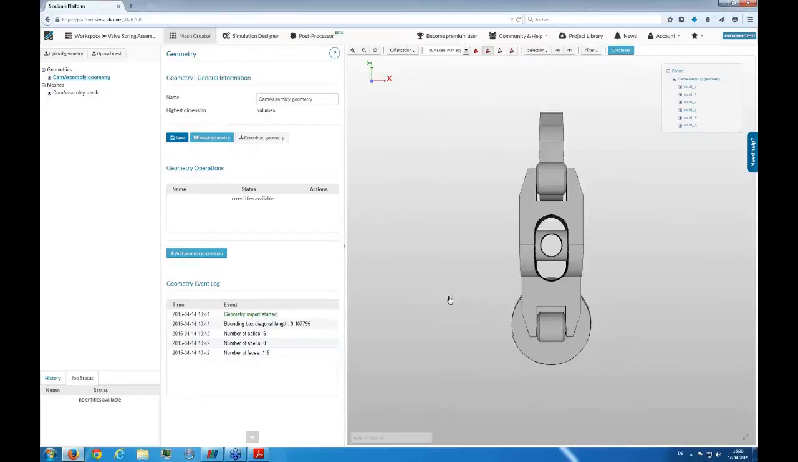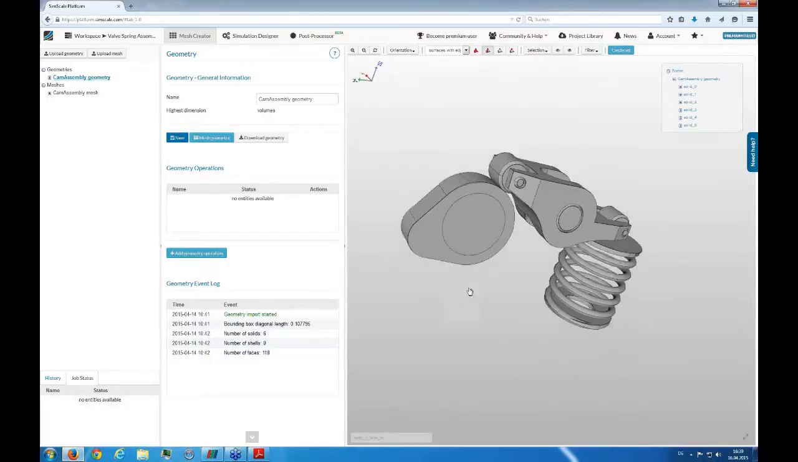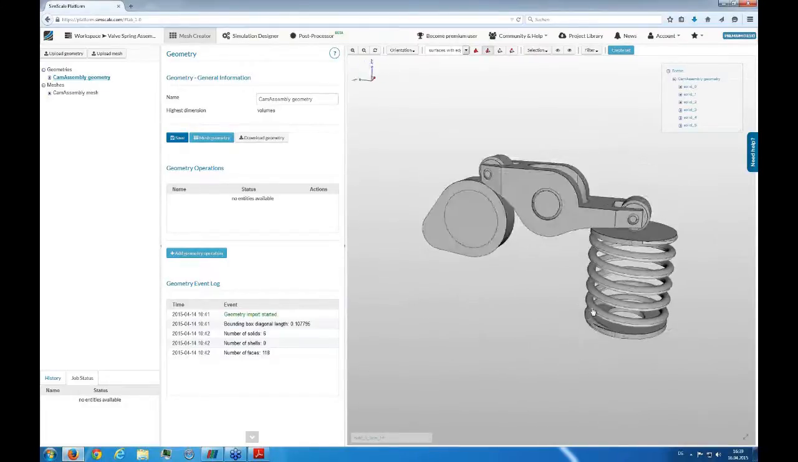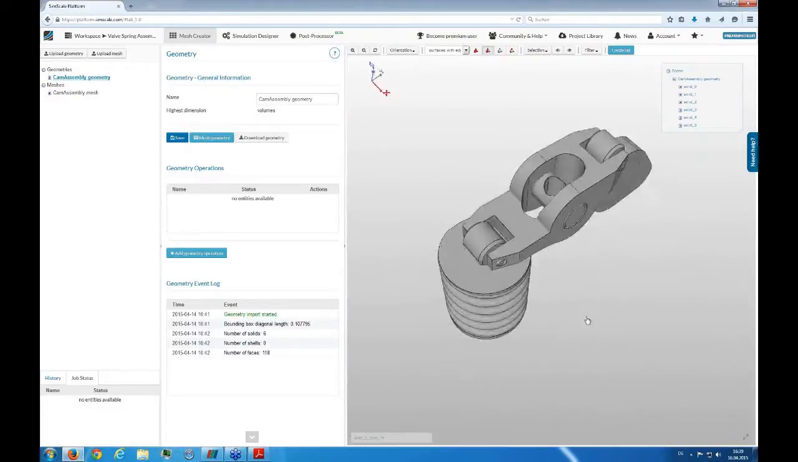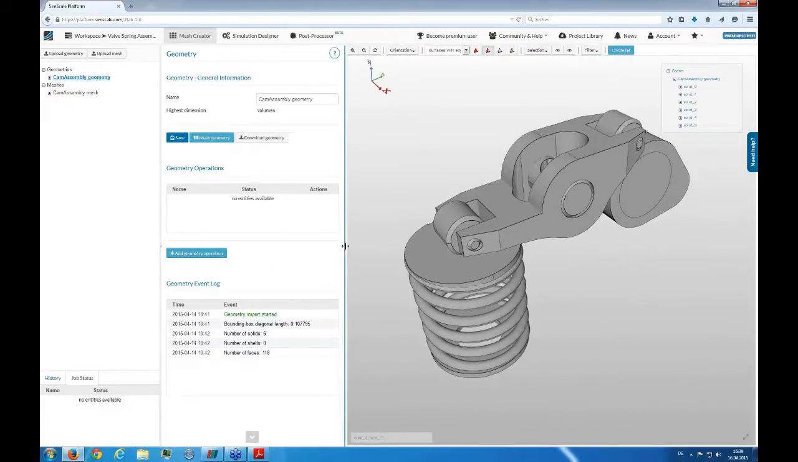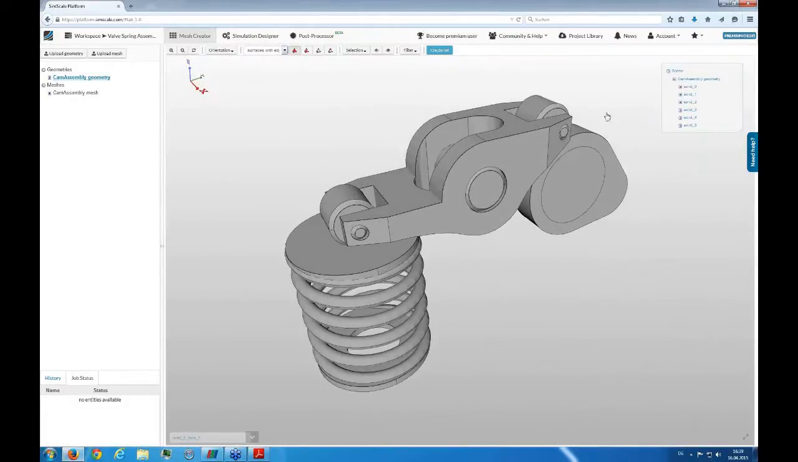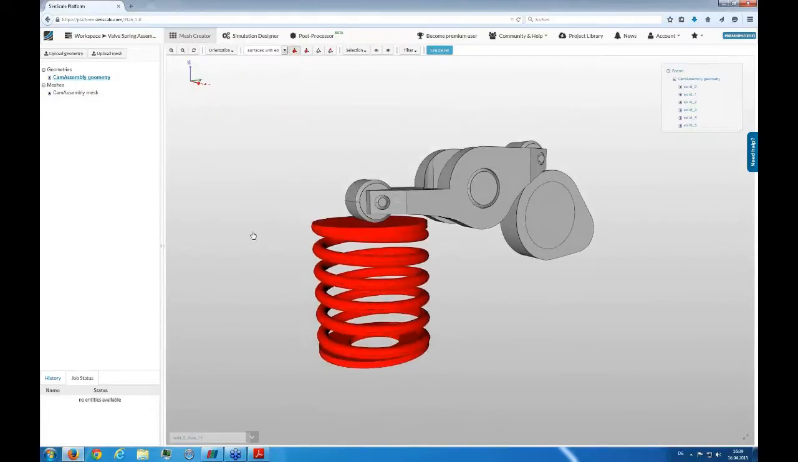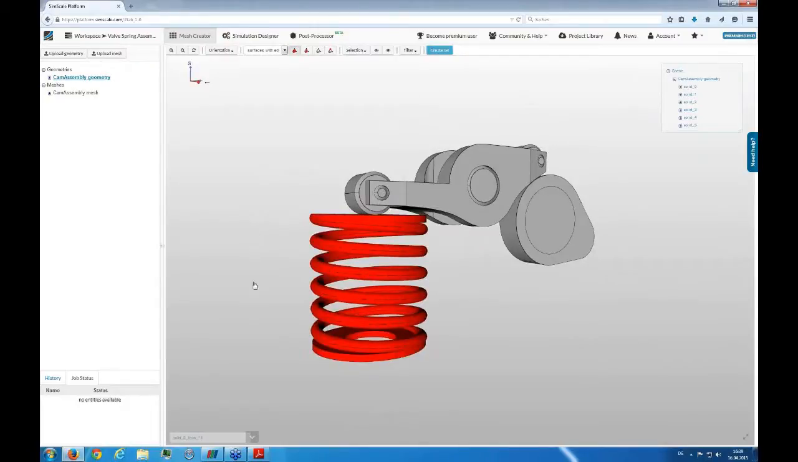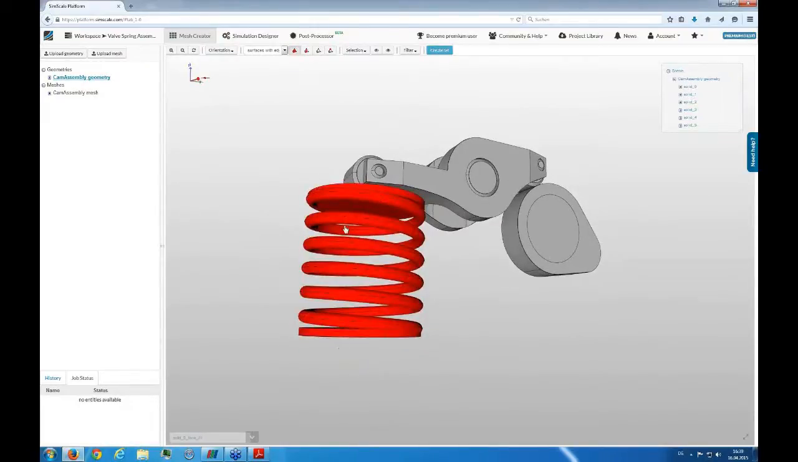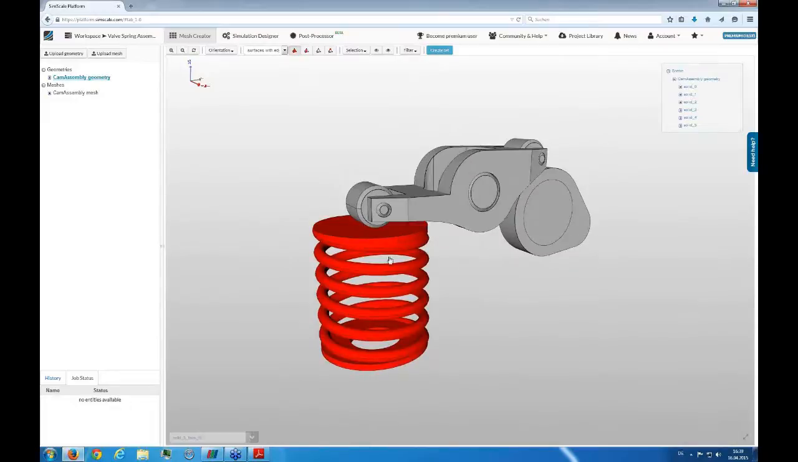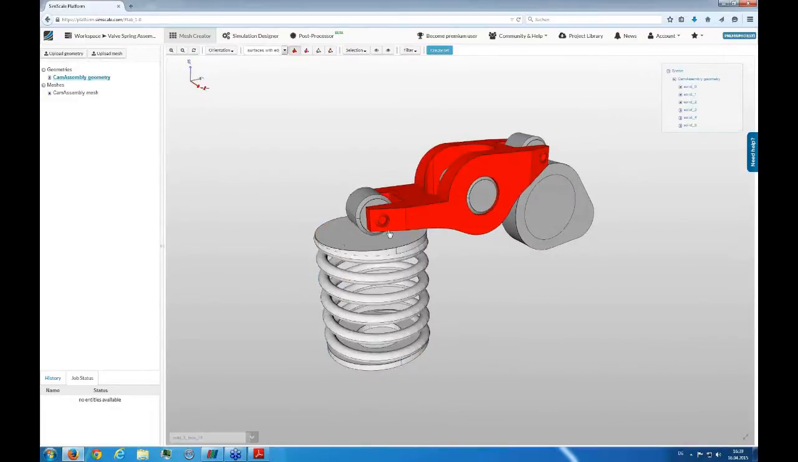Okay, we're on the platform having the CAD geometry uploaded, and let me first of all explain a little bit what we will see here. We have 6 different solids, and the first part is here in red. It is the valve spring, and normally the valve is then attached to this spring, and when the rocker arm here pushes down, the valve is opened, and if the spring bounces back, the valve is closed.